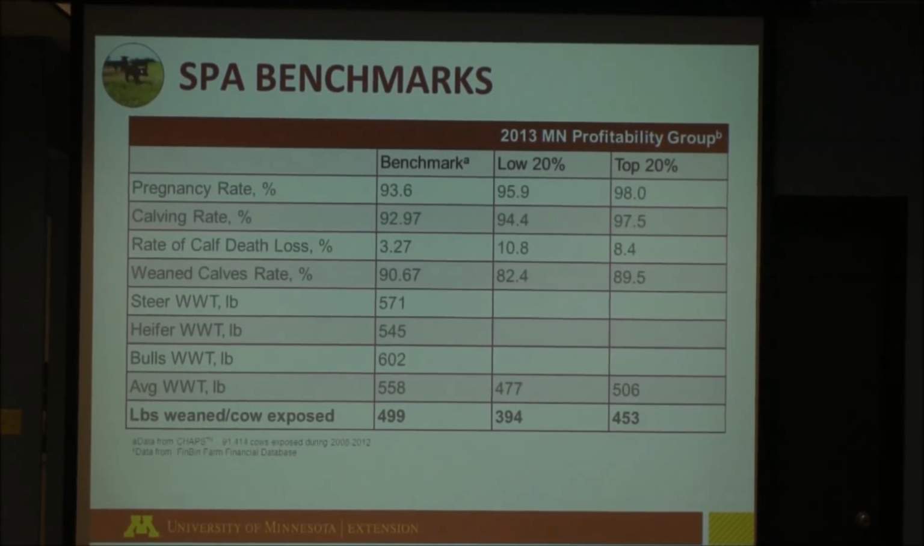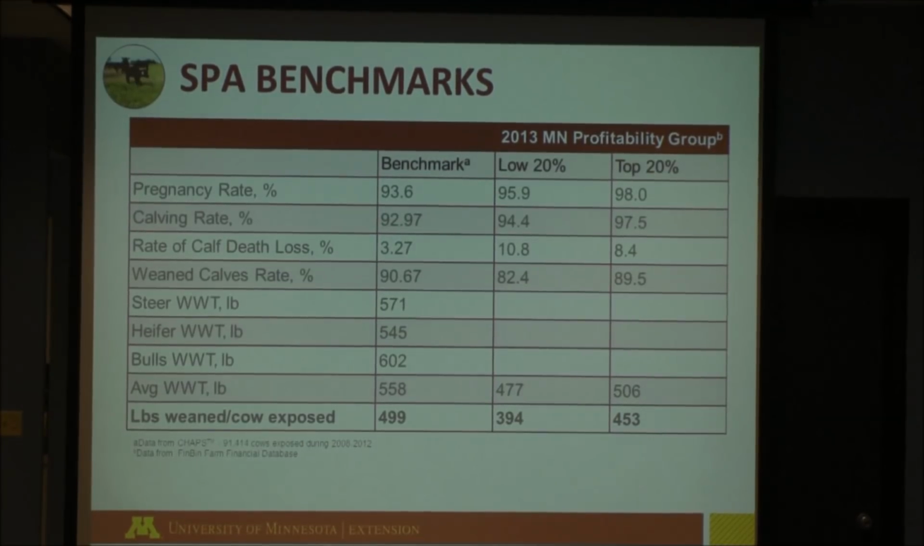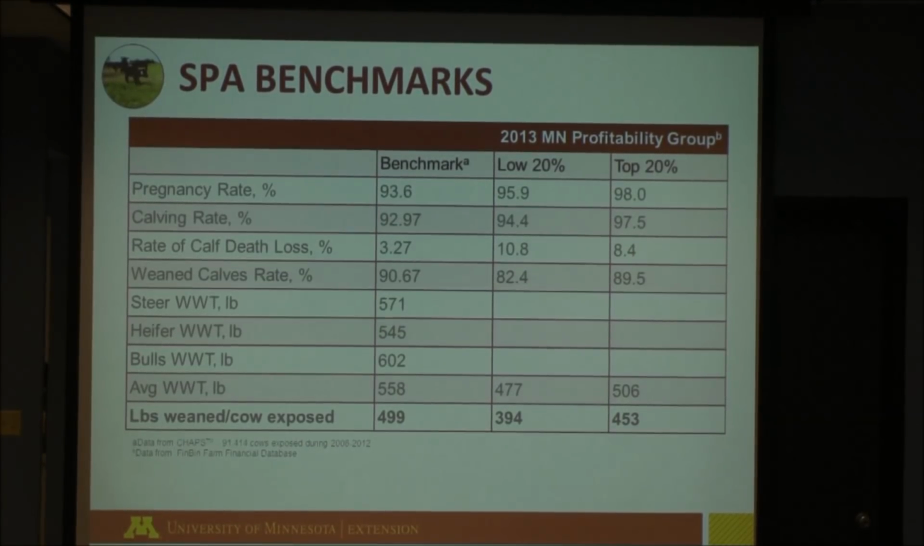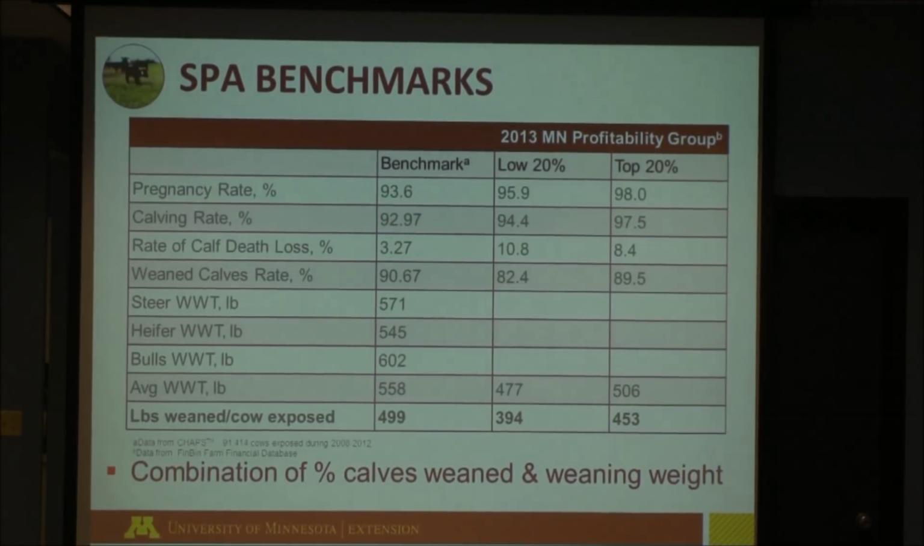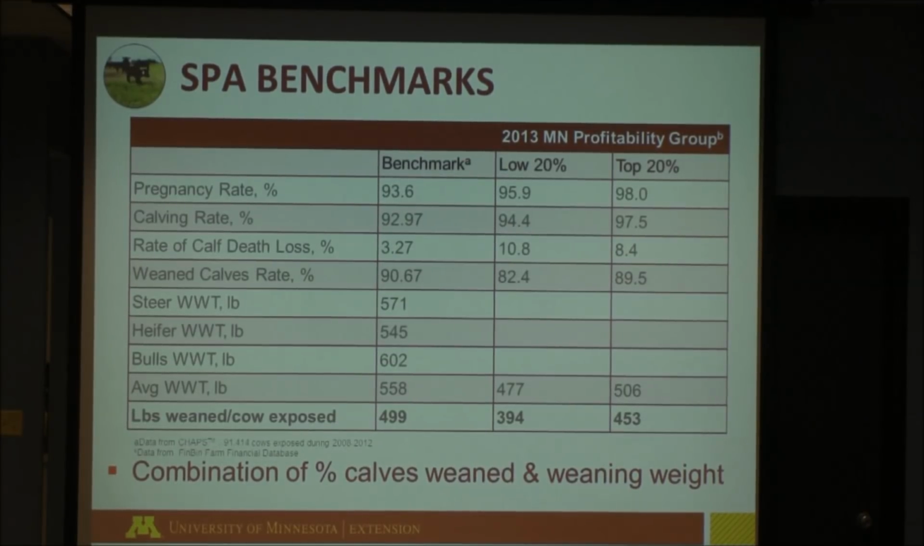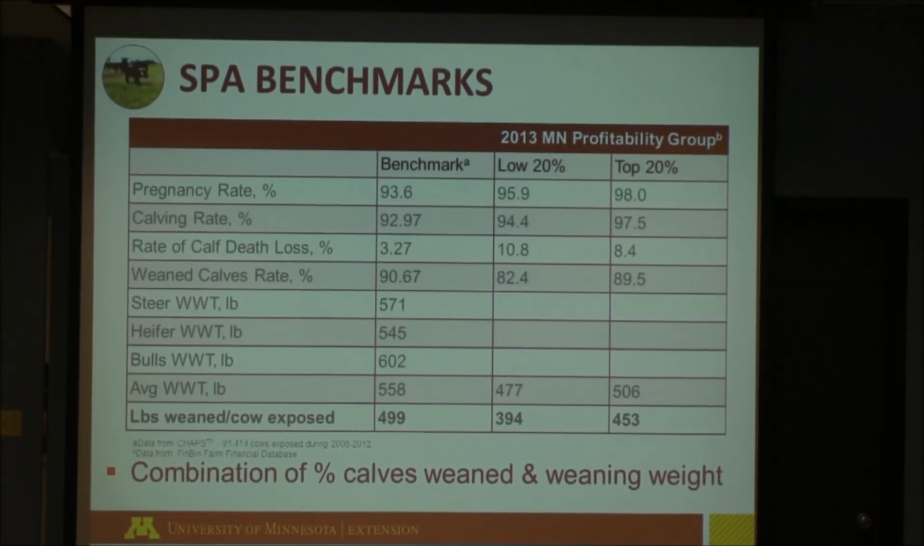Our average weaning weight is lower than the benchmark. I'm really not quite as concerned about that, especially because remember, this is mostly North Dakota cattle. But you'll also notice that our pounds weaned per cow exposed is significantly lower than the benchmark. And this is going to be a combination of your percentage of calves weaned and their weaning weight. And we'll go back to why I keep harping on this in a minute.